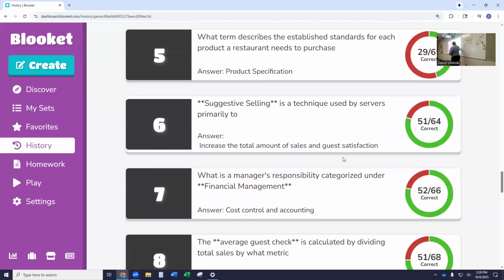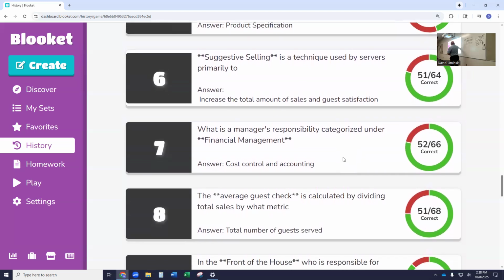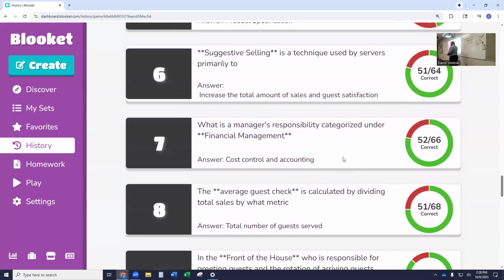Okay. Suggestive selling, we got mostly correct. So that's basically, what's the difference between suggestive selling and upselling?